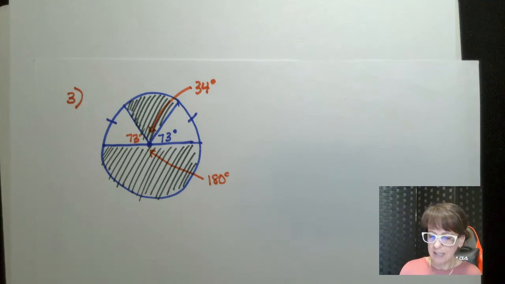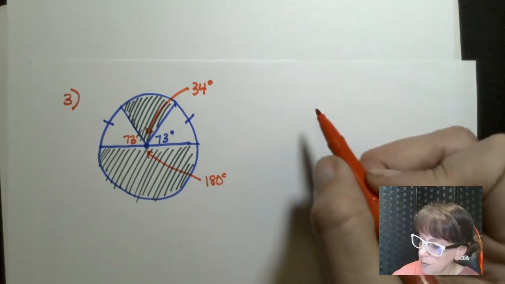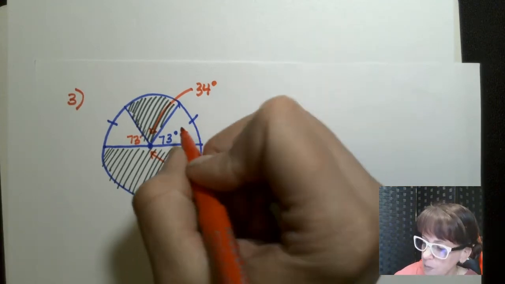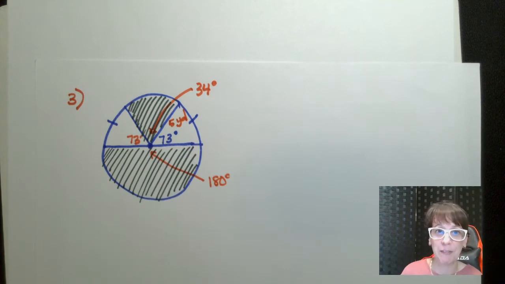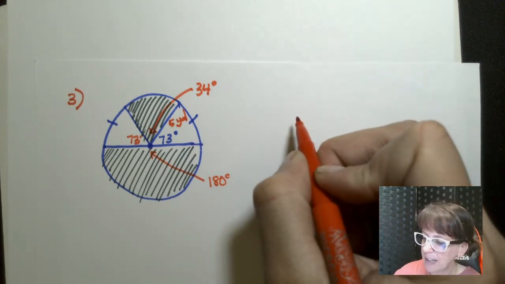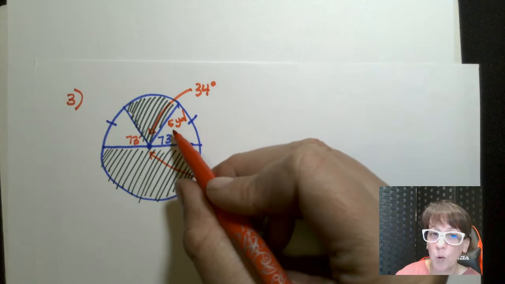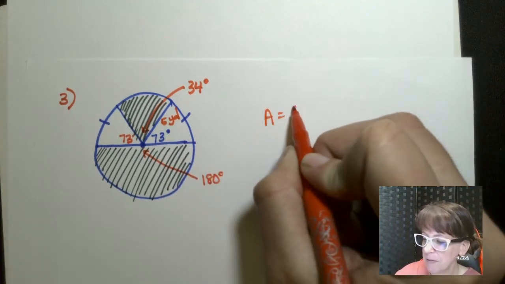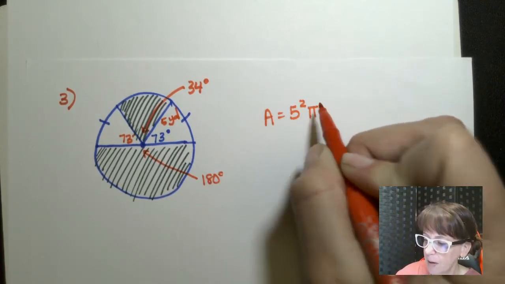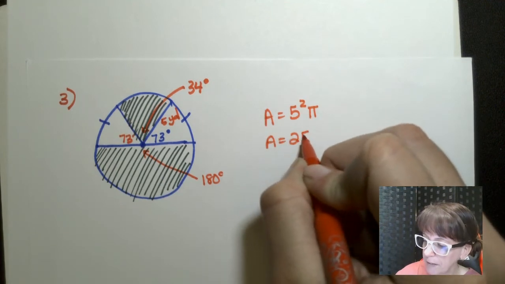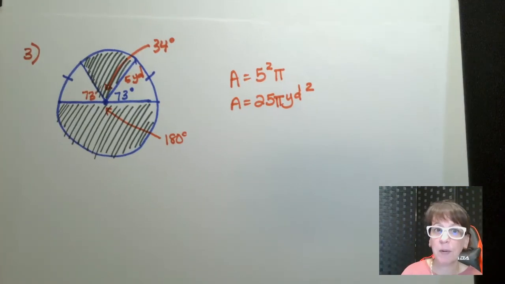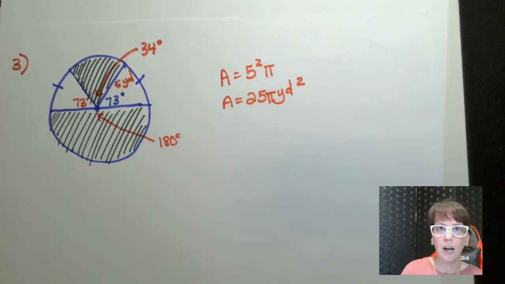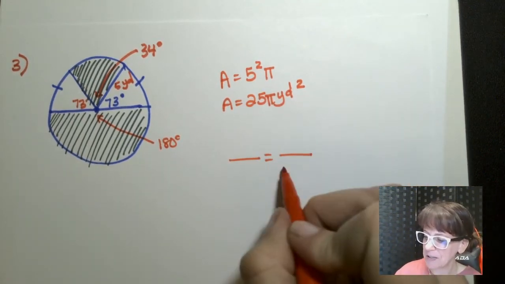So let's do, oh, and I forgot to include that this was 5 yards radius. I'm sorry, I forgot to include that part. So what we're going to do first is find our whole area. So the area equals 5 squared times pi. And that is 25 pi yards squared. Okay, so there's our whole area. Now we're ready to use our part over whole equals degrees over 360.